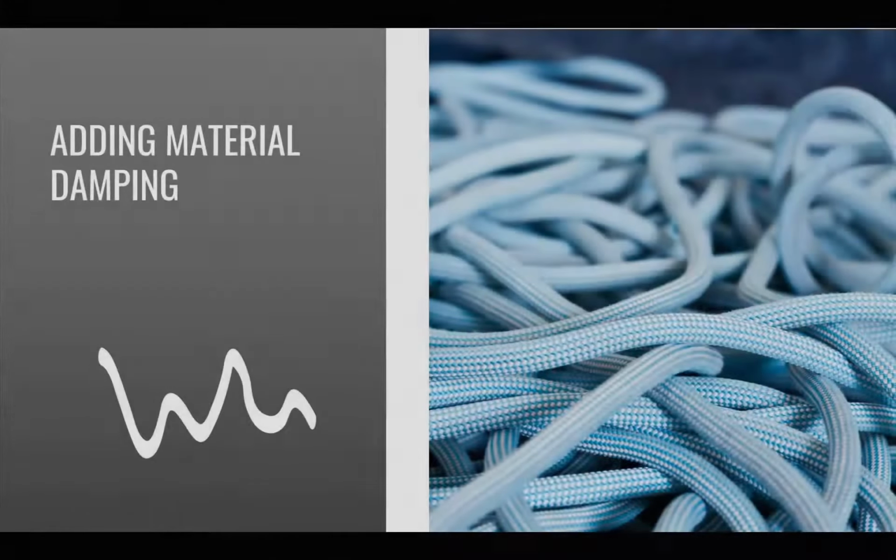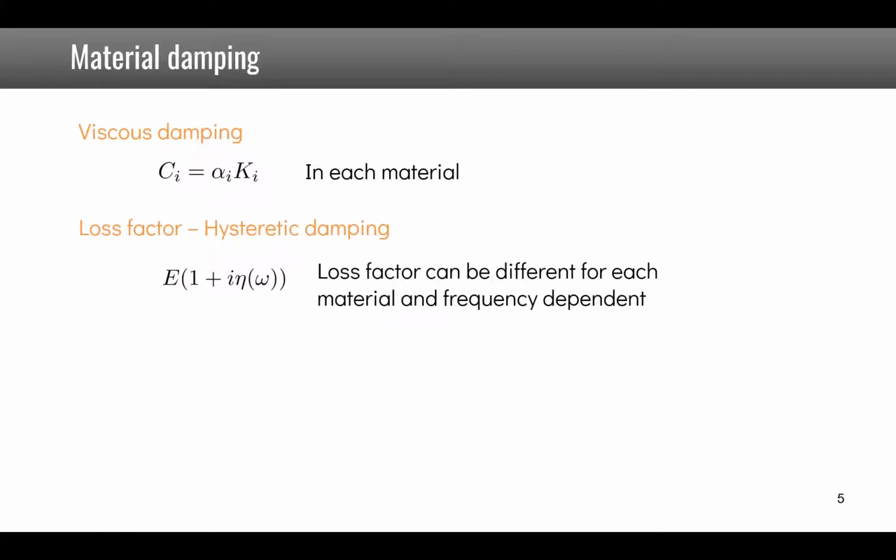So damping can have different origins, and let's have a look at damping coming from materials. One way to increase the damping is to use materials which have more damping. The damping models are typically viscous damping, where the C matrix is proportional to the stiffness matrix, and the value of alpha can be different in each material. You can also use models with a loss factor, which is called hysteretic damping, in which case you are using a Young's modulus in the material which has a real part and an imaginary part. The imaginary part is responsible for damping, where eta is called the loss factor and can be a function of the frequency.